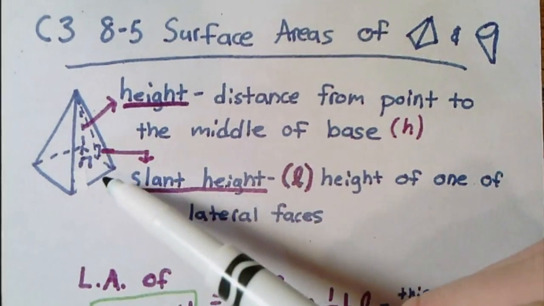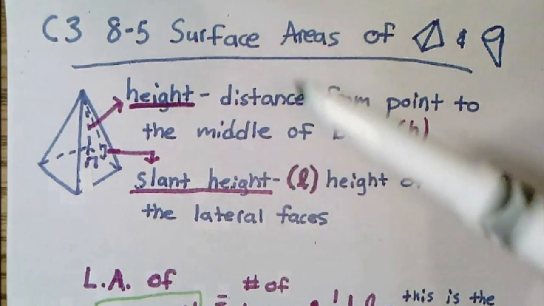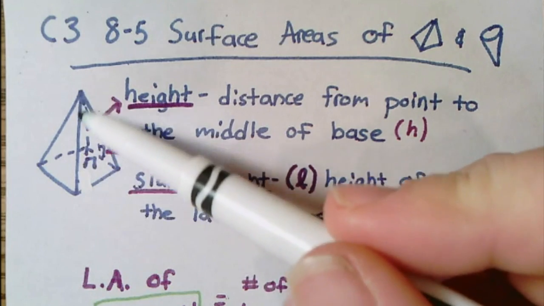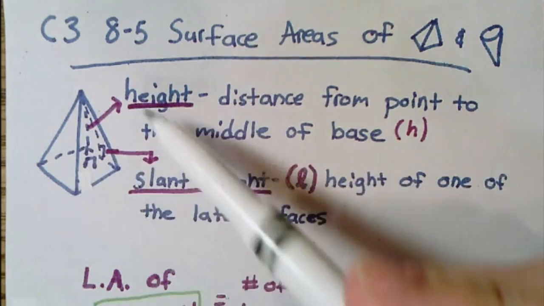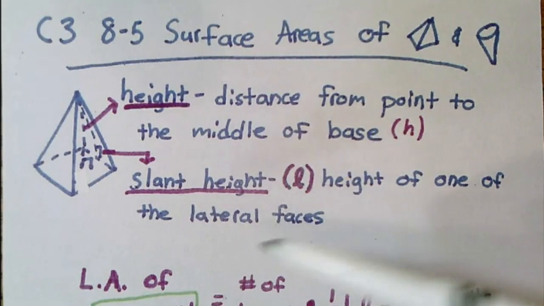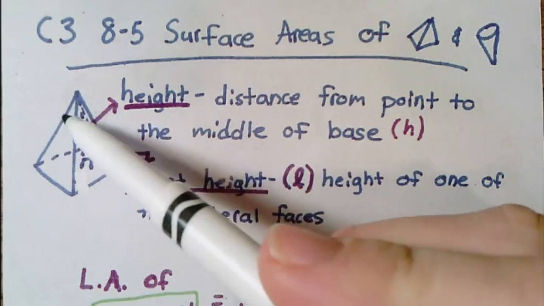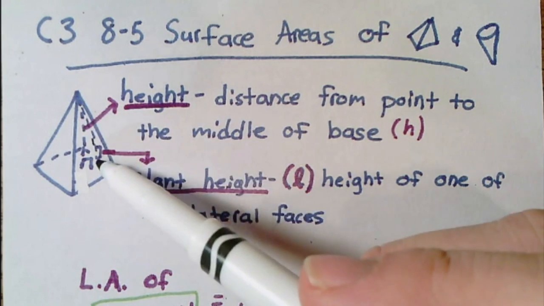If we look at this picture of our pyramid, we have the height, which is the distance from the point up top to the center of the base. It comes straight down to the center of the base. It's not on any of the edges. And that's the height of the whole figure. We also have the slant height, which is the height of one of the lateral faces, and those also come down into the middle of the lateral face.